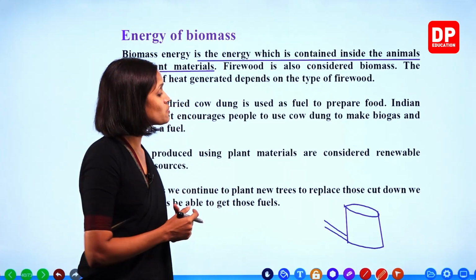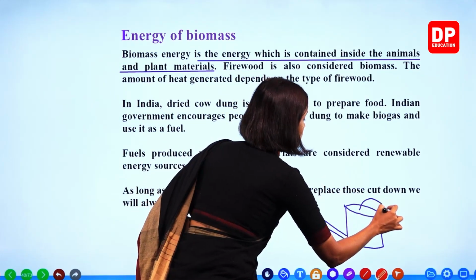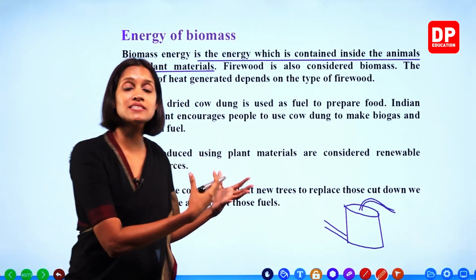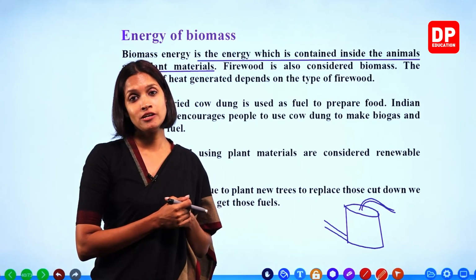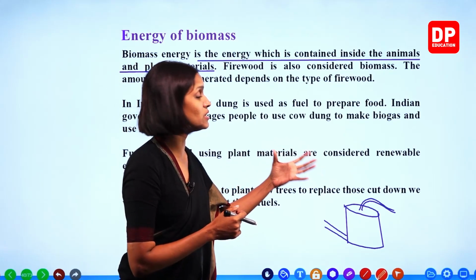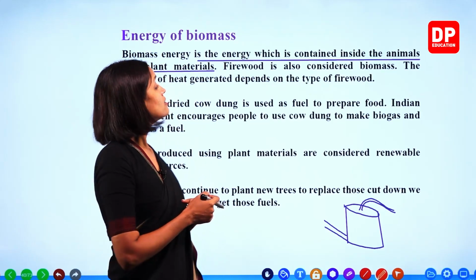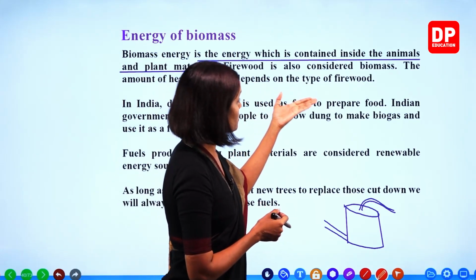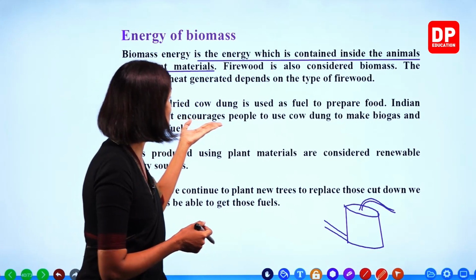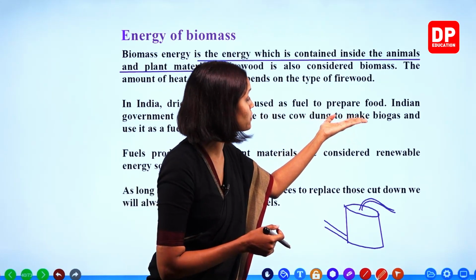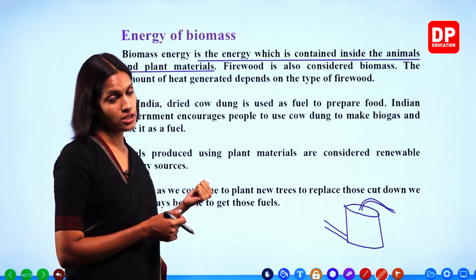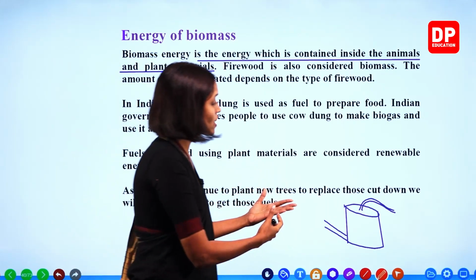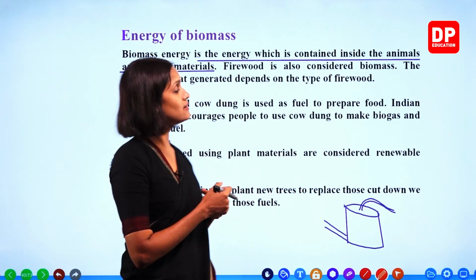Right, children? This biogas can be taken from an outlet and filled in cylinders and can be used just as the LP gas that we use at home. Right, children? So to cook food, we can use this biogas. So in India, dried cow dung is used as fuel to prepare food. The Indian government encourages people to use cow dung to make biogas and use it as a fuel. So when you consider cow dung, it is animal excreta that also can be used to produce biogas. Right, children?